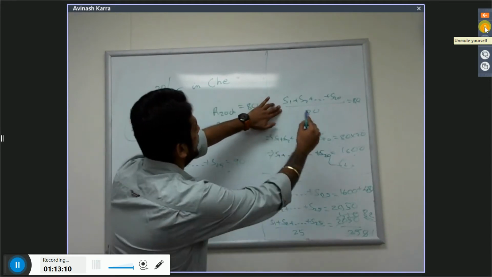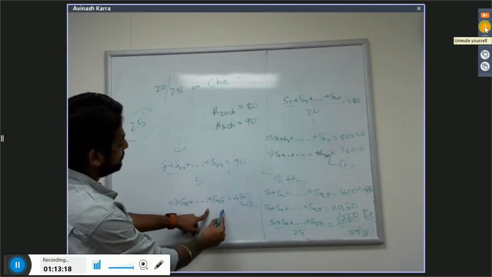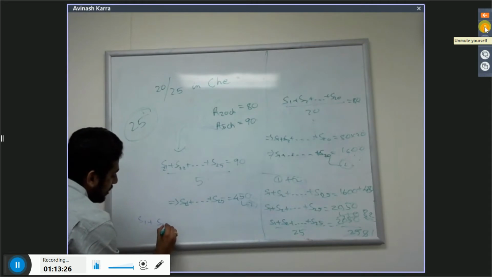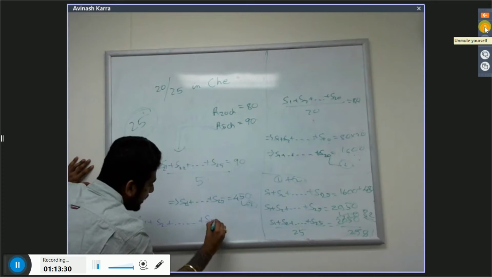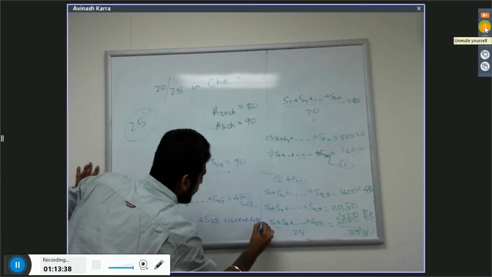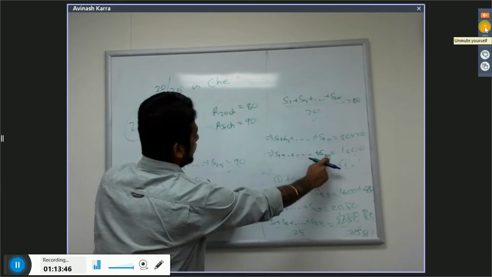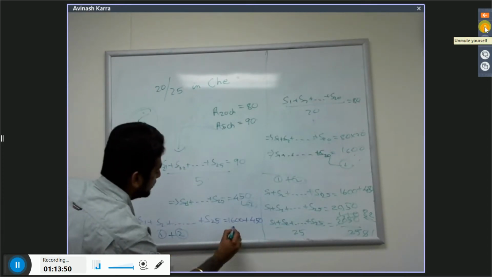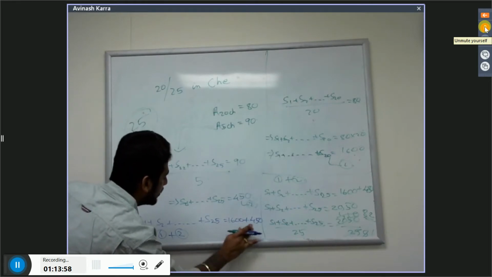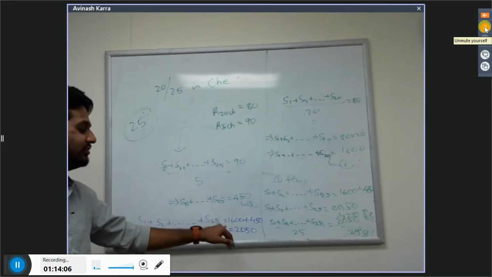So I know S1 plus S2 to S20 is equal to 1600, and S21 plus S22 to S25 is 450. When I add these both, I'll get S1 plus S2 plus so on plus S25 is equal to 1600 plus 450. What I'm doing here is adding equation 1 plus equation 2, and I'm getting this third equation. So what is the value of 1600 plus 450? 2050. So the sum of scores of all the 25 students is 2050.